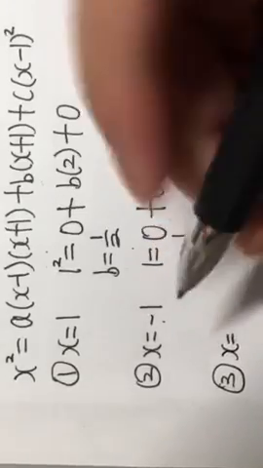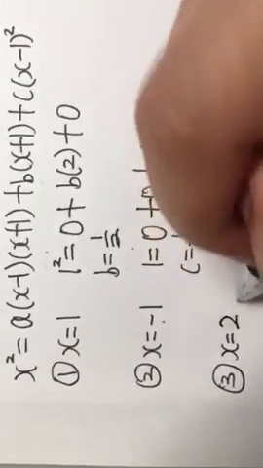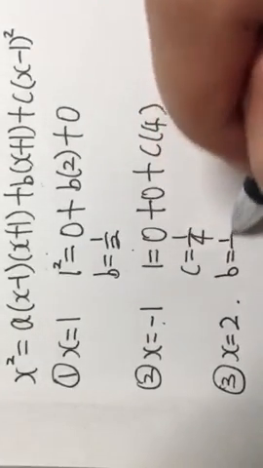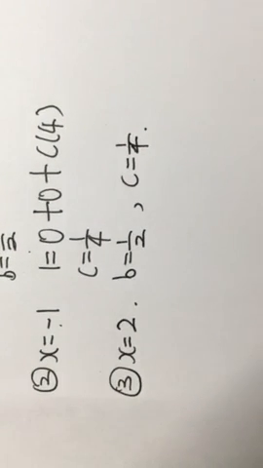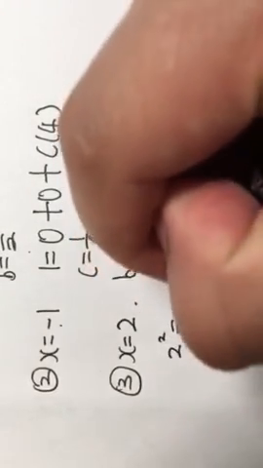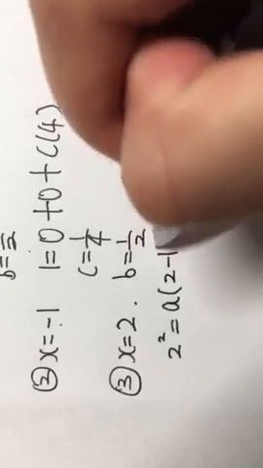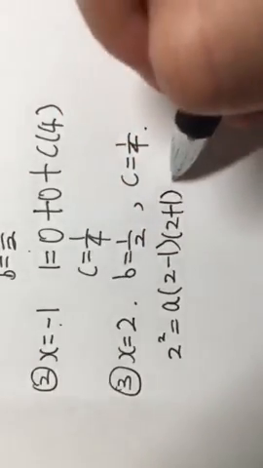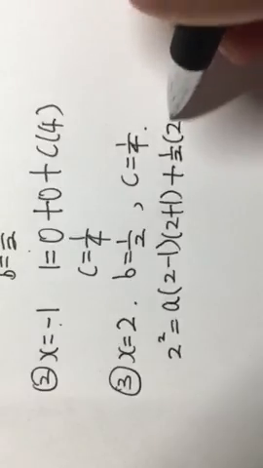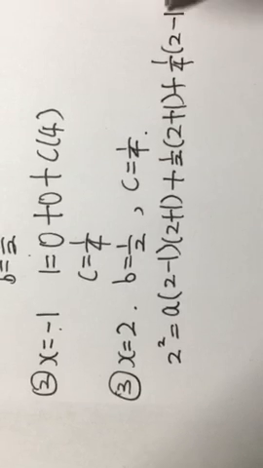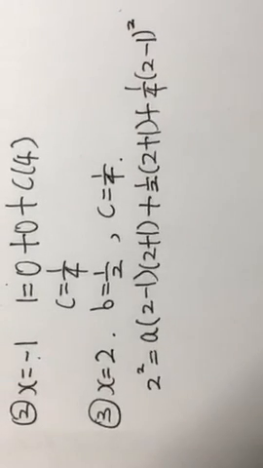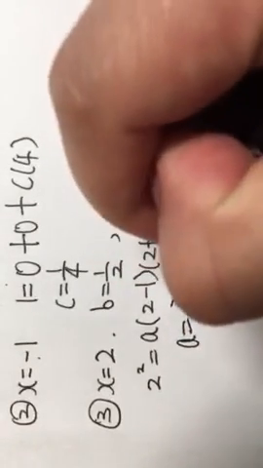So we will choose a random number, x equals 2, and B equals 1 over 2, C equals 1 over 4. We plug them into the equation. Then by solving this problem, we get A equals 3 over 4.